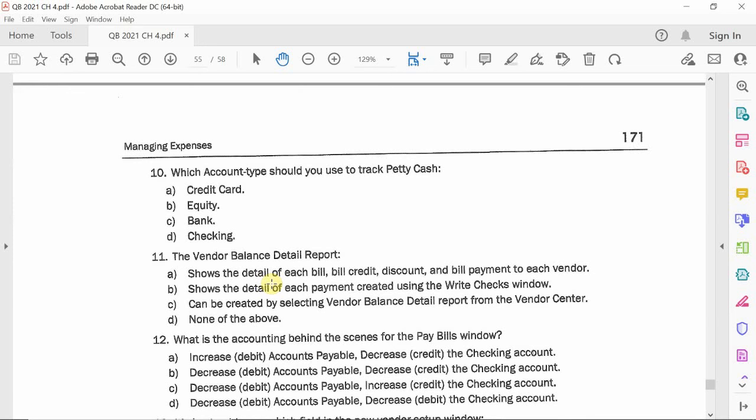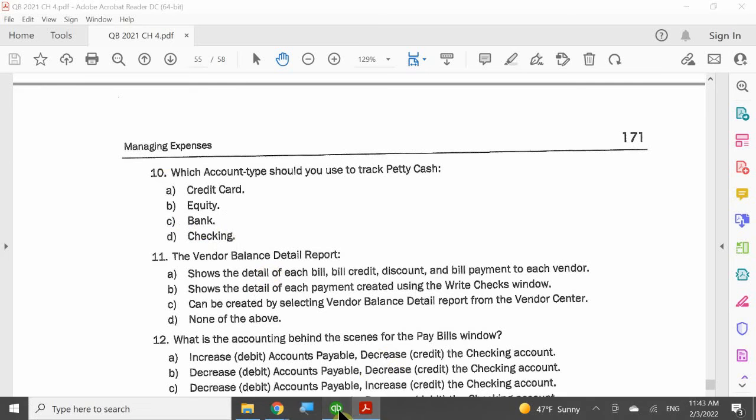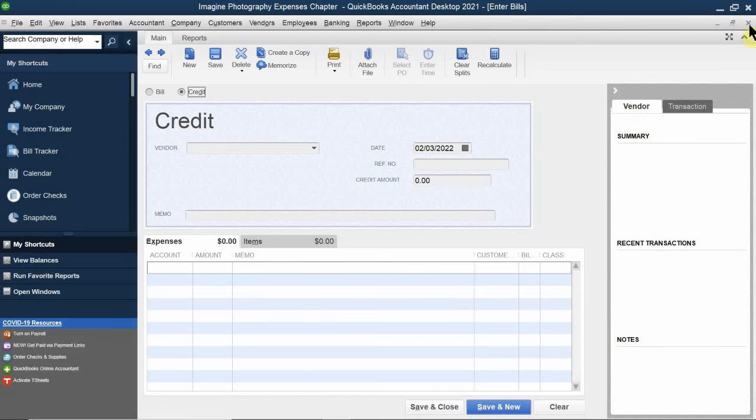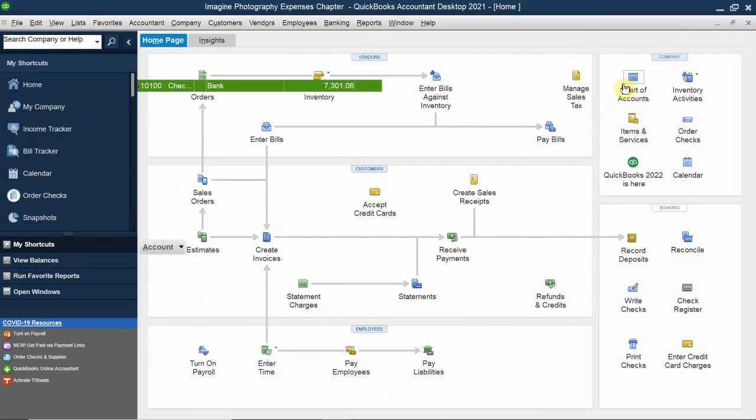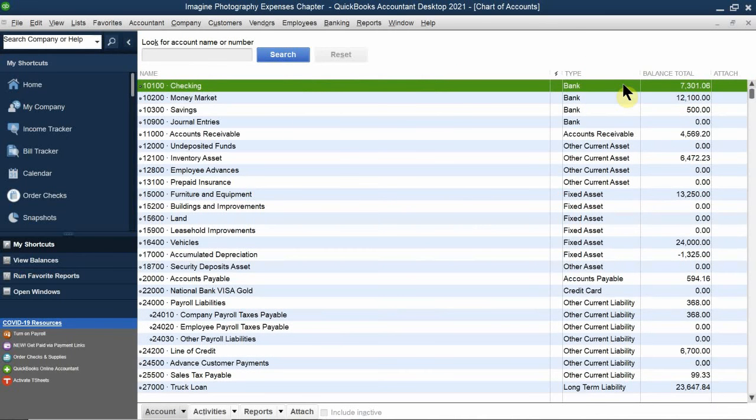Is a petty cash a credit card account? No. Is petty cash equity? No, right? How can a petty cash be determining the value of your company? So in this case, there is no such thing as a checking sub-type account. Let's take a look at our chart of accounts. You said credit card, didn't you? Oh, you could use a credit card for a petty cash, I thought that's something you said.